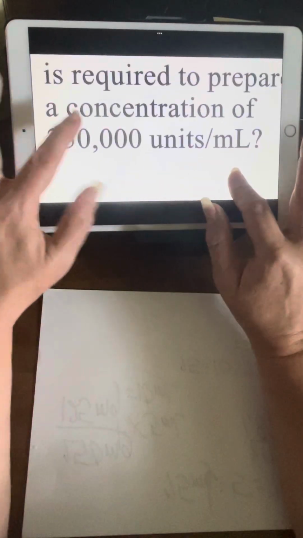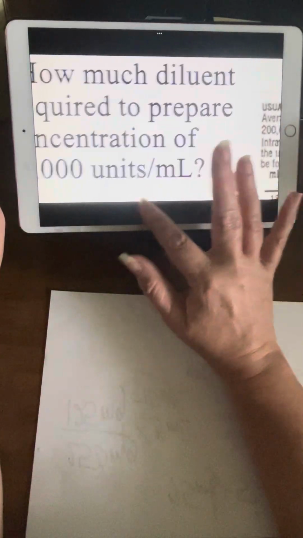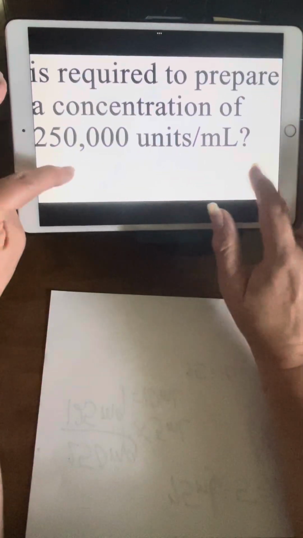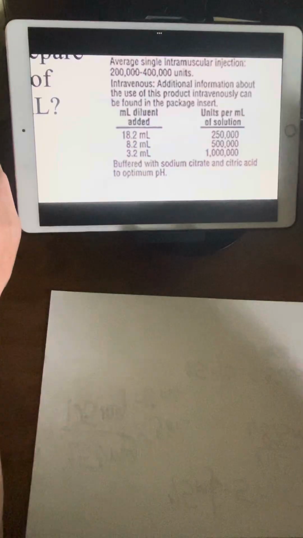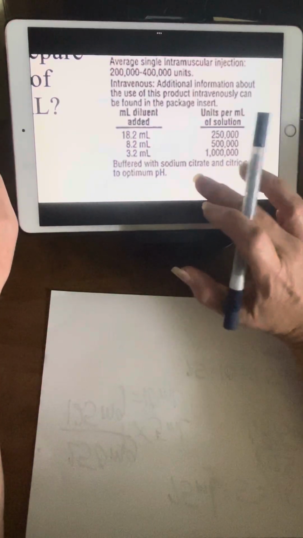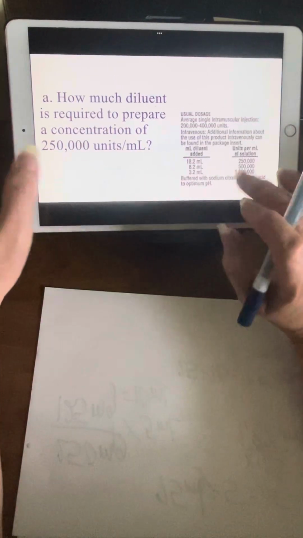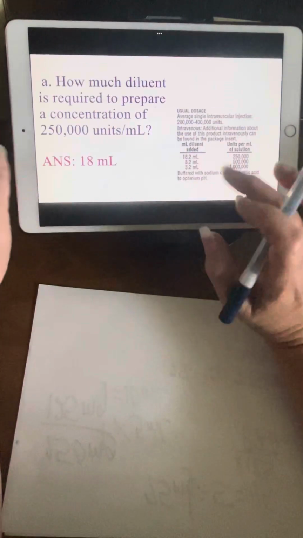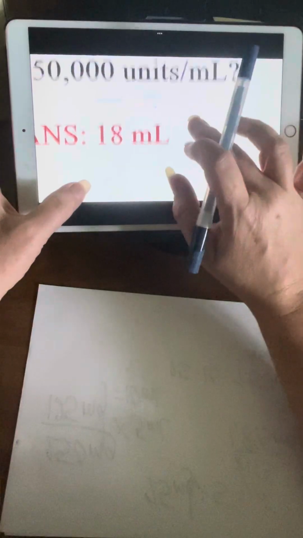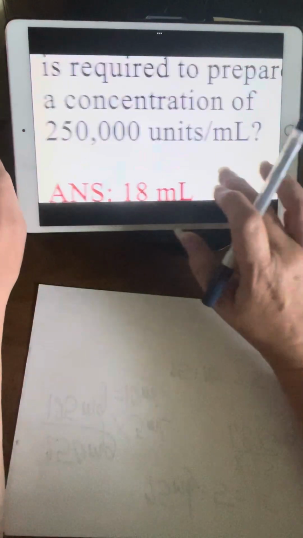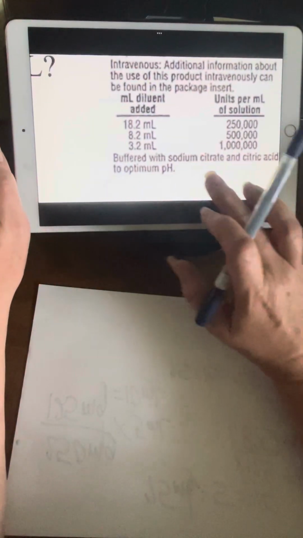Okay, so they said, how much diluent is required to have a concentration of 250,000? Look, there's 250,000. You can see it. I'm not worried. For 250,000, we need to put 18.2 milliliters of diluent in there. Look, sure enough. There it is, 18 milliliters. You see, it's like baking a cake. You just got to be able to follow directions.